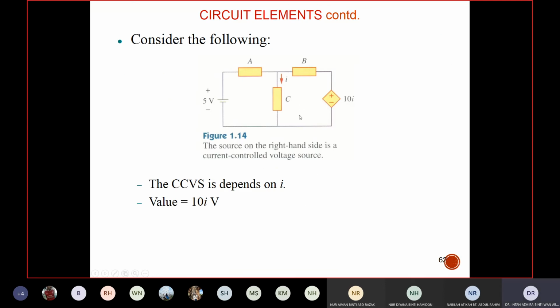So here we have one dependent source and one independent source. 5 volt is the independent source, 10I is the dependent source. The value of this voltage source depends on the small I. So this is a current controlled voltage source. This current controlled voltage source depends on I.